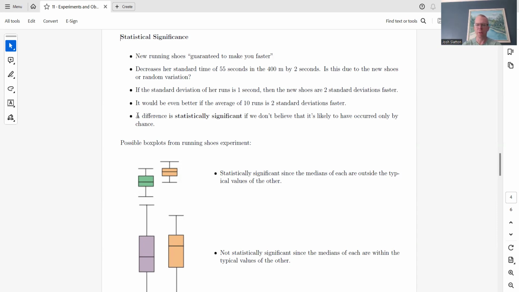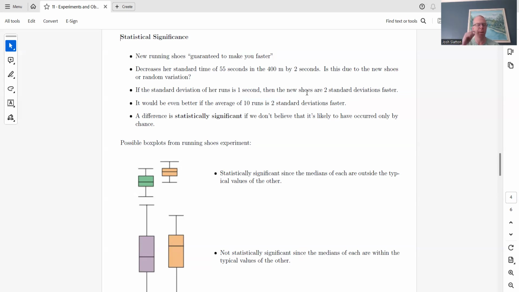A difference is statistically significant if we do not believe that it's likely to have occurred only by chance. So a difference of 2 seconds, maybe that is just by random chance. I just noticed I misspoke here. The standard deviation of runs is 1 second, so 2 seconds would be 2 standard deviations. I misread that. In any case, statistically significant means that you would not attribute this difference to random chance.